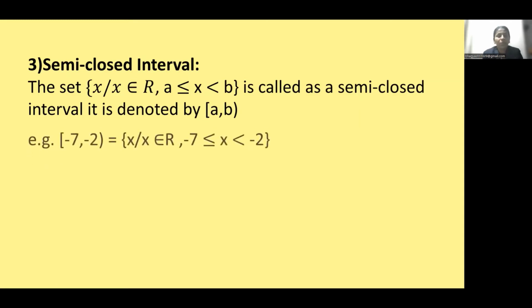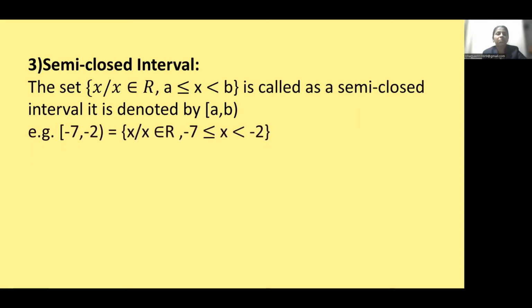So, for example, [-7, -2) is a semi-closed interval. It is a set of all real numbers in between -7 and -2, including -7.